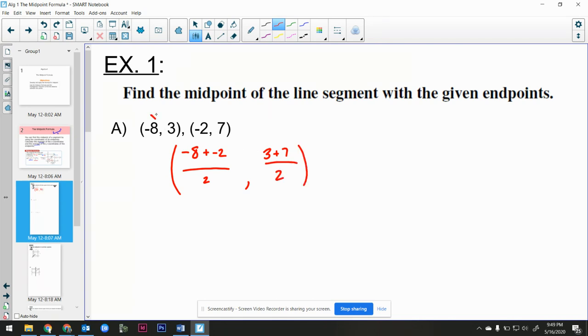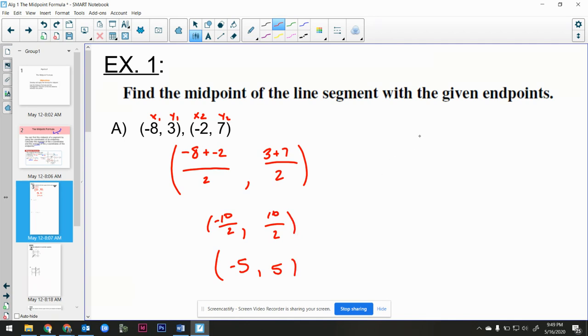Okay, remember this is x1, y1. This is x2, y2. Okay, so -8 and -2 make -10. Divided by 2 is -5. -5 is my x value of the midpoint. 3 and 7 make 10, positive 10 this time. A positive 5 is the y value.